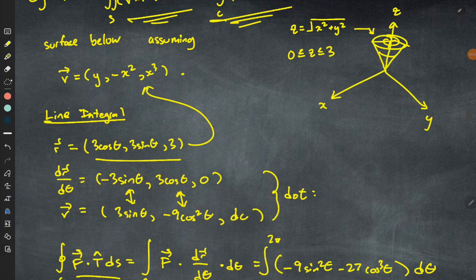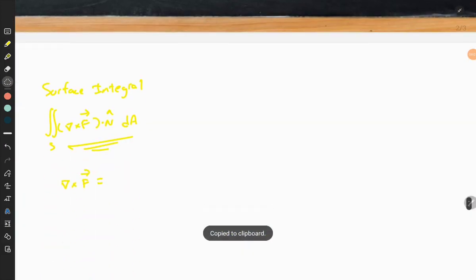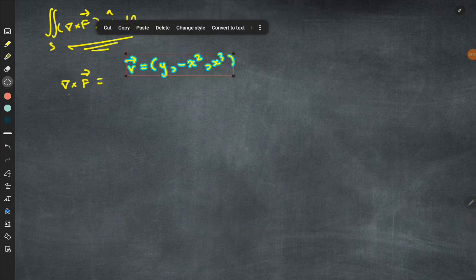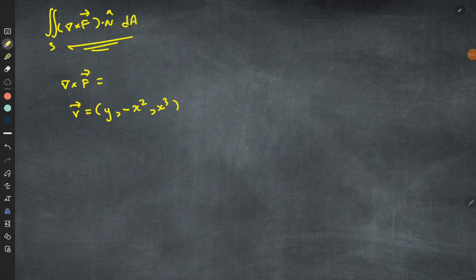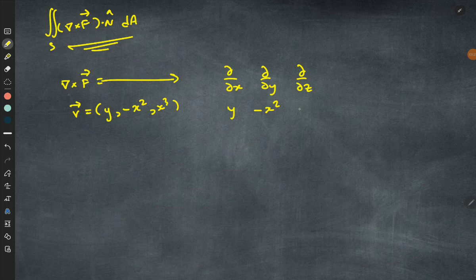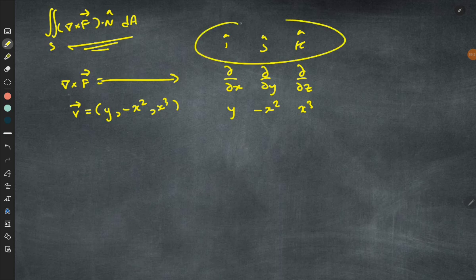All right. Start off by finding the curl of our vector field. Our vector field is equal to y, negative x squared, x cubed. So let's just set up our determinant real quick. The first row is i hat, j hat, k hat. Second row is your differentiation operators, and the last row is your vector field.